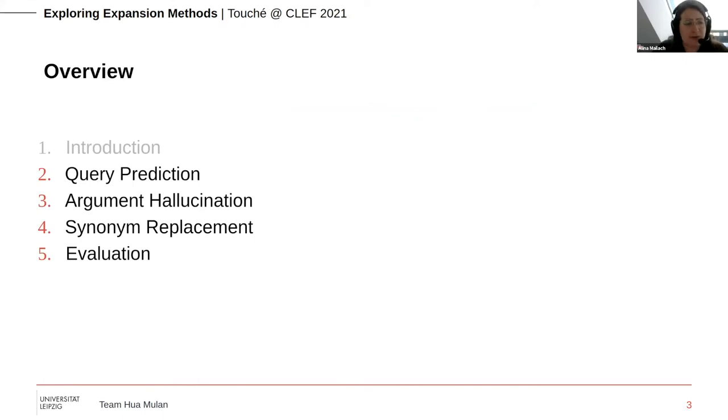Okay, so a short overview. We have evaluated three approaches that are all closely inspired by or taken from other information retrieval approaches. The first one is the query prediction approach, the second one an argument hallucination using GPT-2, and the third one was a synonym replacement approach. And yeah, I'm going to shortly talk about the evaluation.